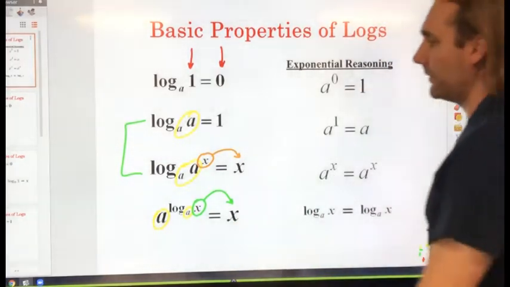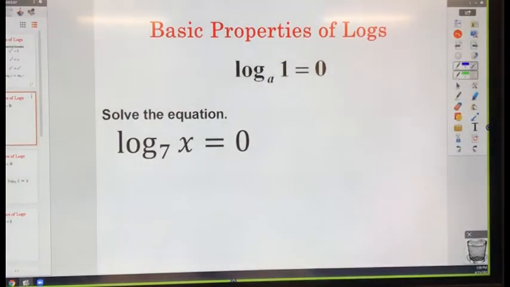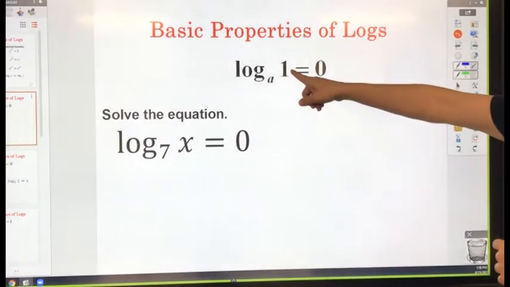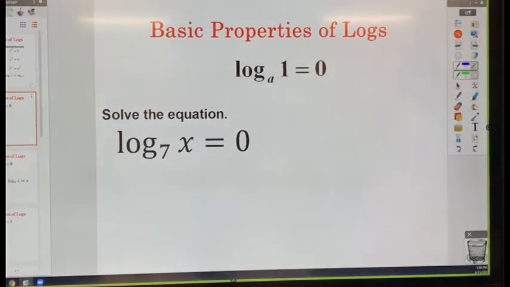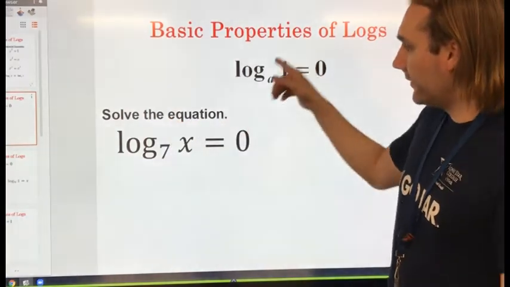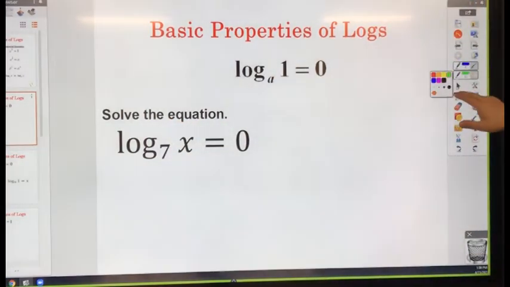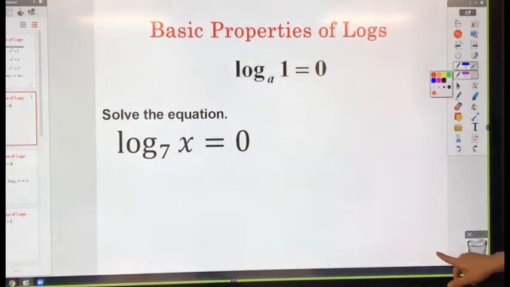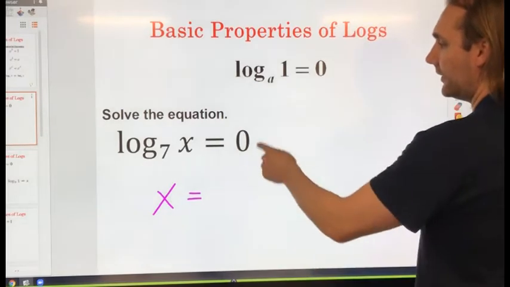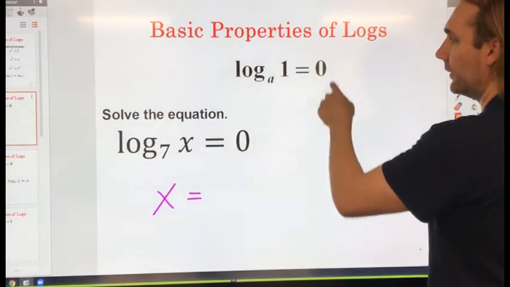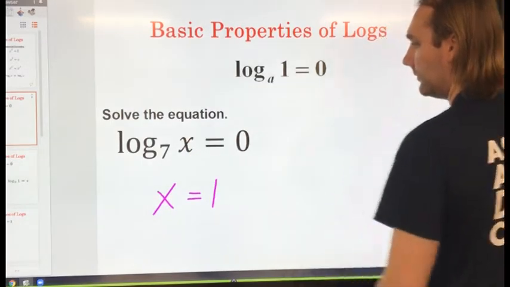So let's look at a couple of examples. Looking at the first one, if my log is 1 right here, not worried about the base, then it equals 0. So let's solve this equation based on this property. Log base 7 of x equals 0. What will be the value for x? Note what's missing. I know that my log is 0. Therefore, this value right here has to equal 1. That is correct.